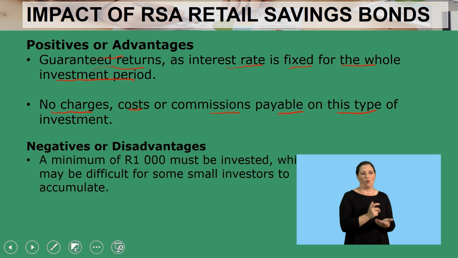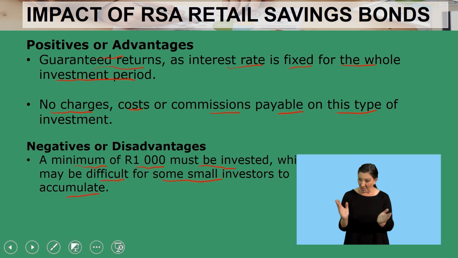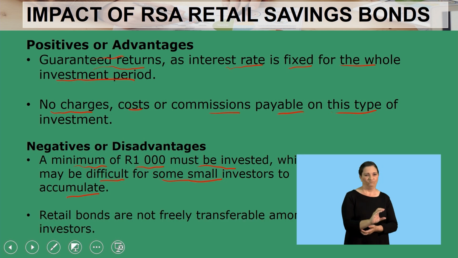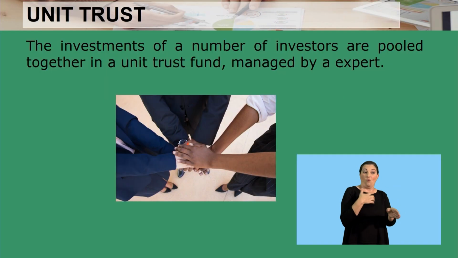And then when we look into negatives now, a minimum of 1,000 must be invested, which may be difficult for some small investors to accumulate or to have. And then another disadvantage becomes the idea that retail bonds are not freely transferable amongst investors, meaning you cannot sell it to another investor. It will remain your investment until the maturity date or until the time you decide to withdraw. Then another form of investment we have is unit trust.